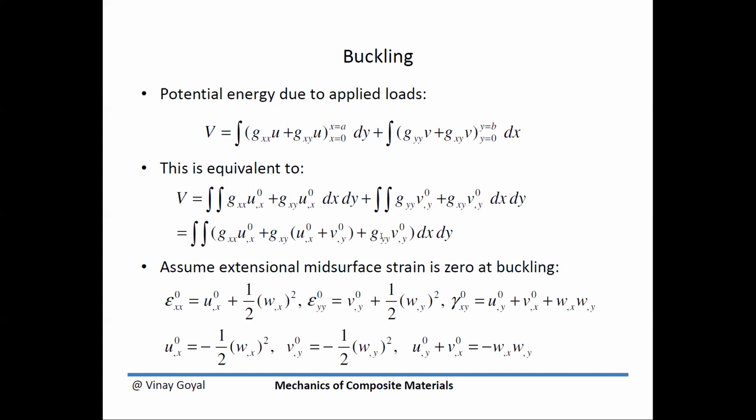The second thing we're going to think about is that when you apply in-plane loadings, we can make the assumption that the extensional mid-surface strains are zero. So assume, for example, you take a plate and you apply compression loads. At the moment it buckles, most likely the mid-surface strains will be zero, okay? You'll have out-of-plane bending, but the mid-surface strains will be zero. And so what if we do that? What if we enforce that to be equal to zero?